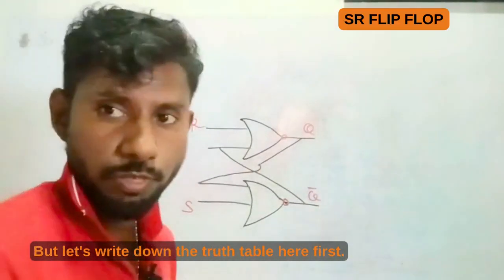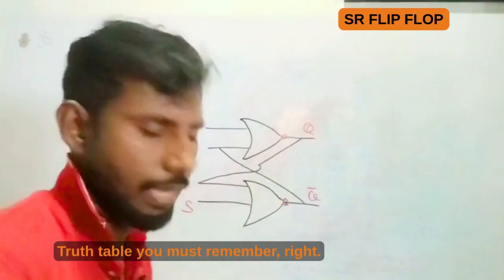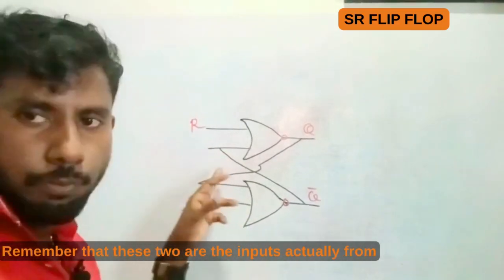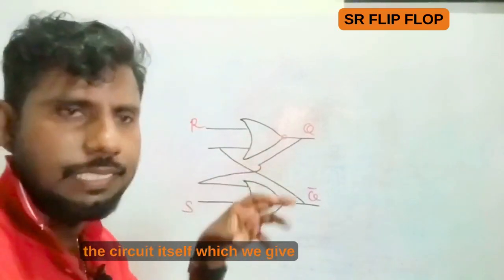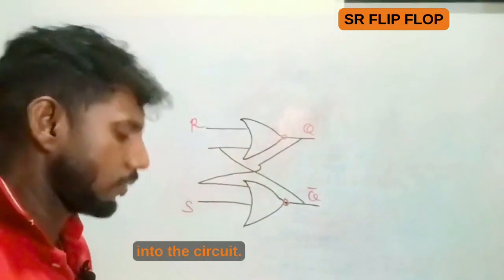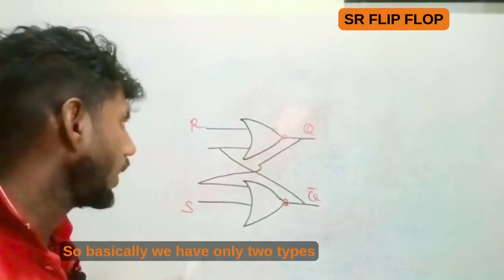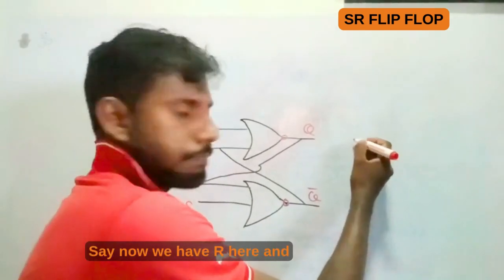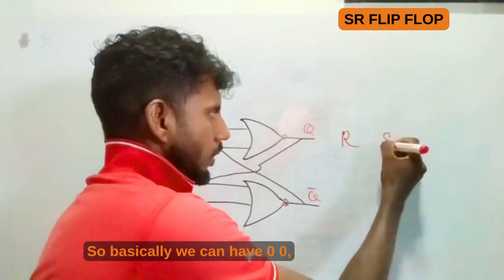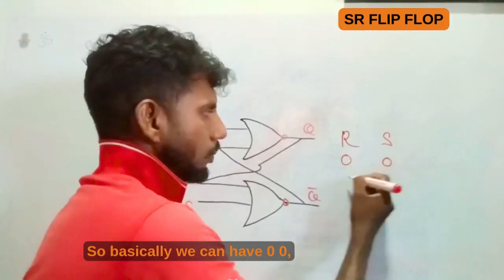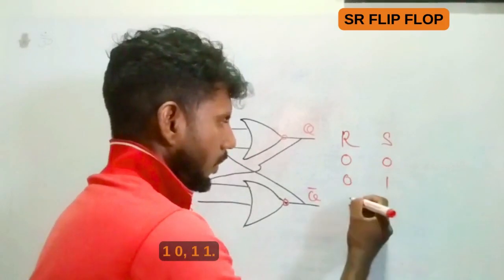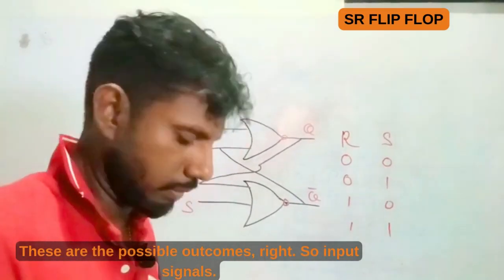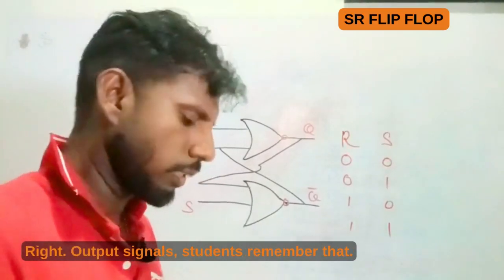But let's write down the truth table here first. So the truth table you must remember, right? So again here we have only 2 inputs. Remember that the other 2 inputs actually come from the circuit itself, which feed back into the circuit, right? So basically we have only 2 types of inputs, R and S. Say now we have R here and we have S. So basically we can have 0 0, 0 1, 1 0, and 1 1. These are the possible combinations for input signals, right.